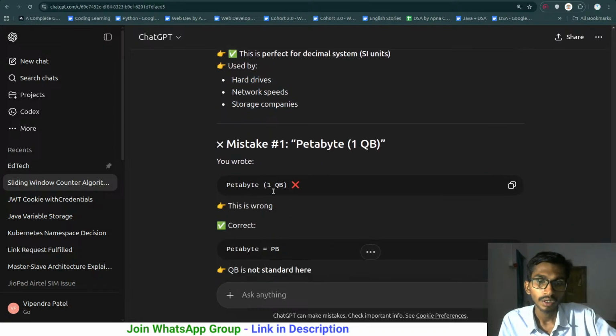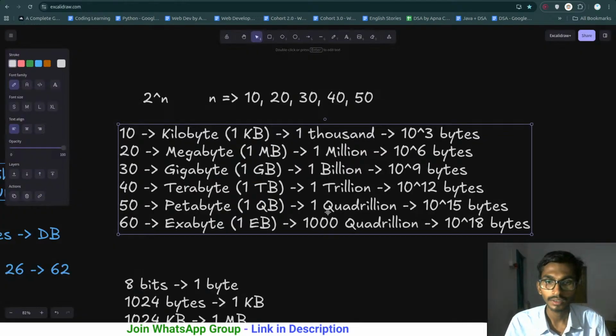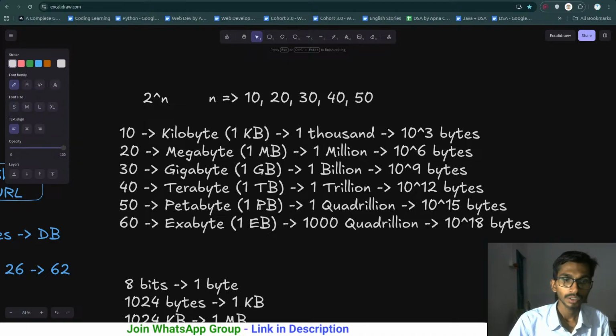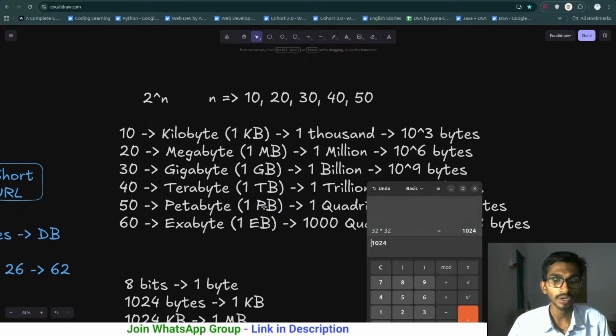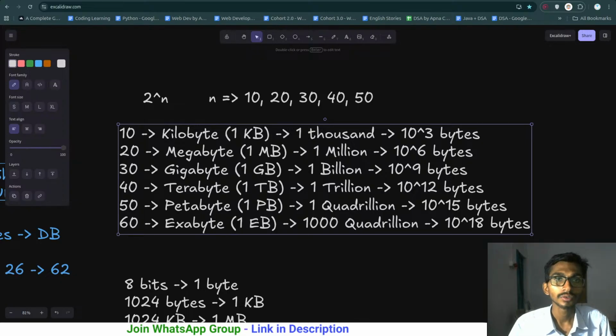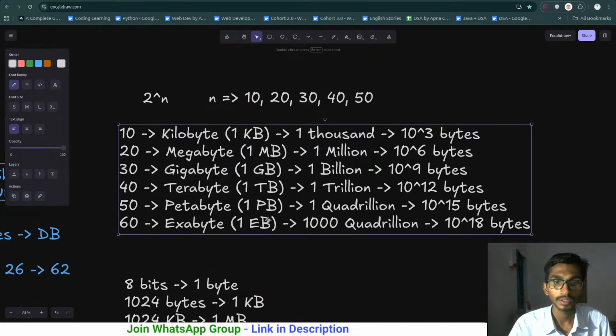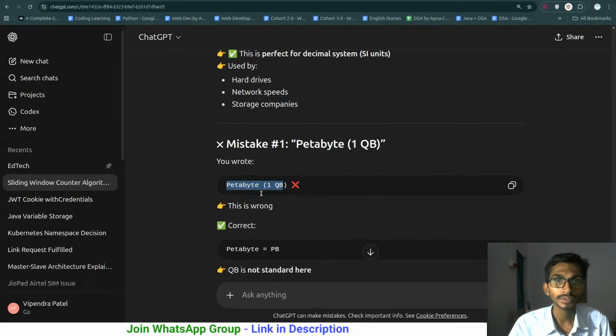Mistake 1: QB. You wrote petabyte. That's my bad, sorry. Let me correct that. Oh yeah, PB, it should be PB, sorry. If it is equal to petabyte, it should be this. Exabyte, then where is QB? Yeah, QB, quadrillion bit. We just call it petabyte, that's right. So if I go to this particular thing here, 1 quadrillion is actually called petabyte here, so that makes sense. And what are the other errors here?